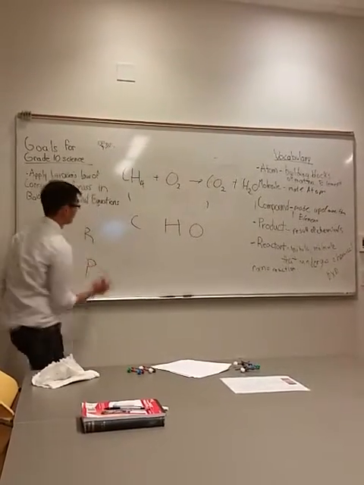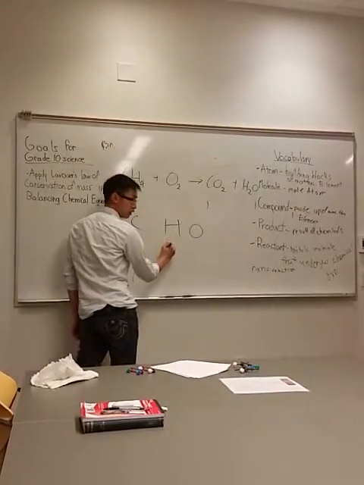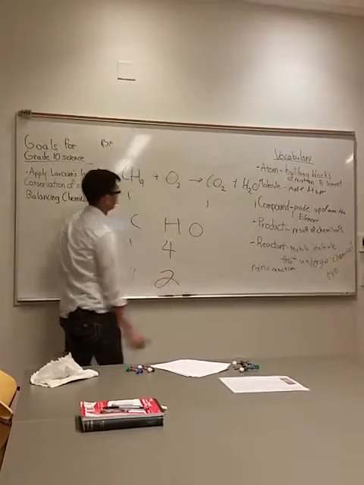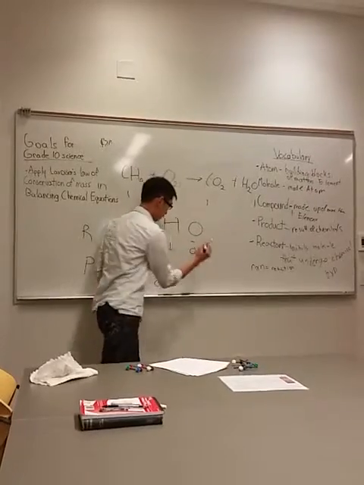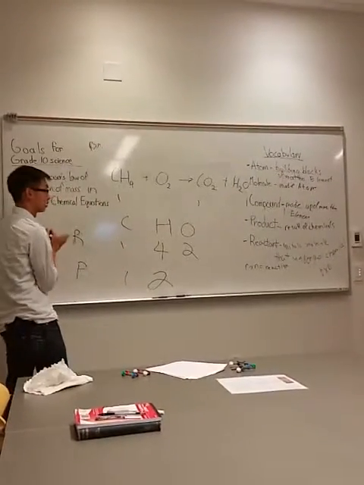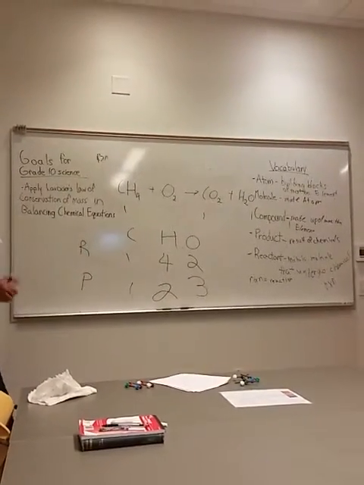Reactants, products. One on each side. How many hydrogens do we have? 4 and 2. Correct. And how many oxygens do we have, Brandon? 2. And then Michael, how much do you have on the product side? 3. 3, indeed. Is this balanced?